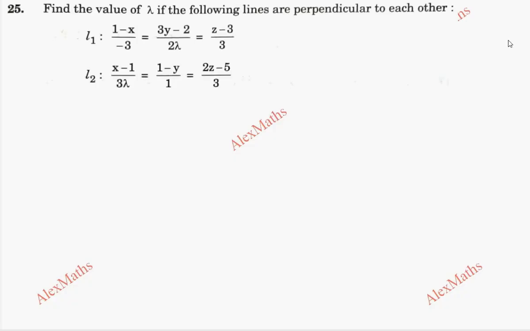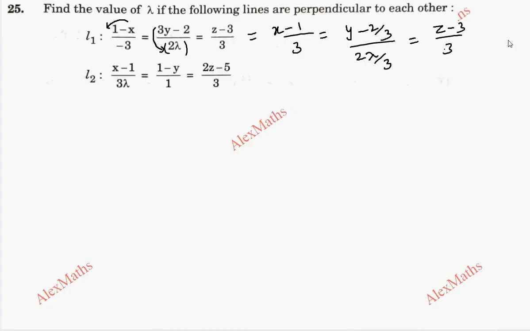Question number 25. They want the value of lambda for which the given lines are perpendicular. Now from the first equation we take this minus sign common, and that will be carried to the denominator. So this is x minus 1 by 3. Similarly, this 3 is taken common, it will be carried to the denominator of the denominator. So this will be y minus 2 by 3 by 2 lambda by 3, and this is already in the proper form, so we take like this.